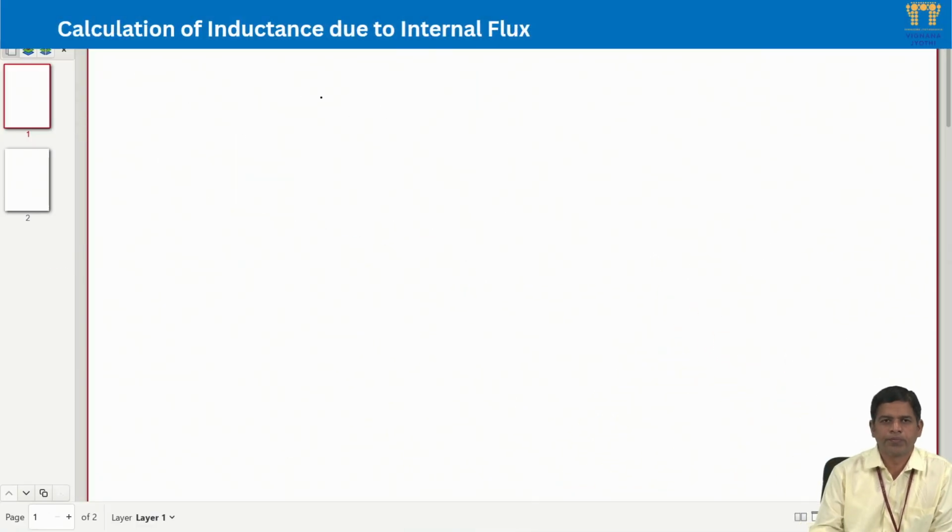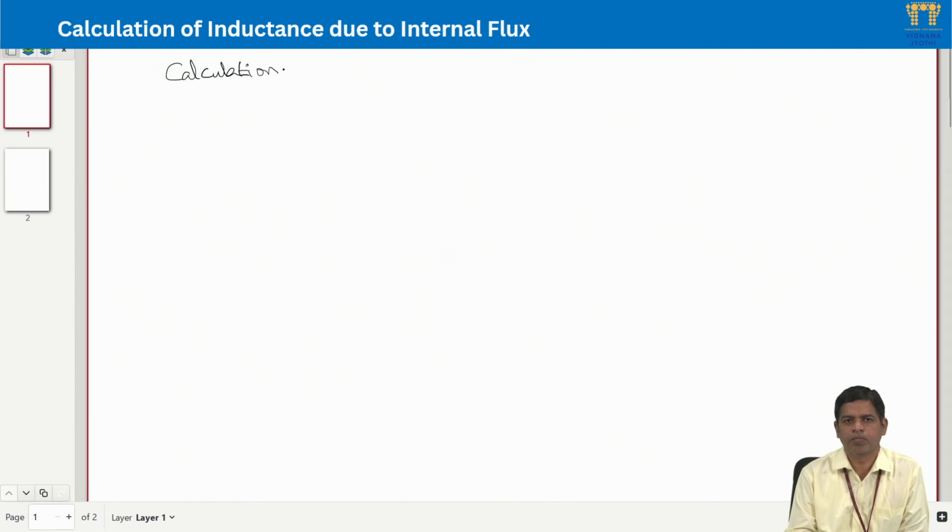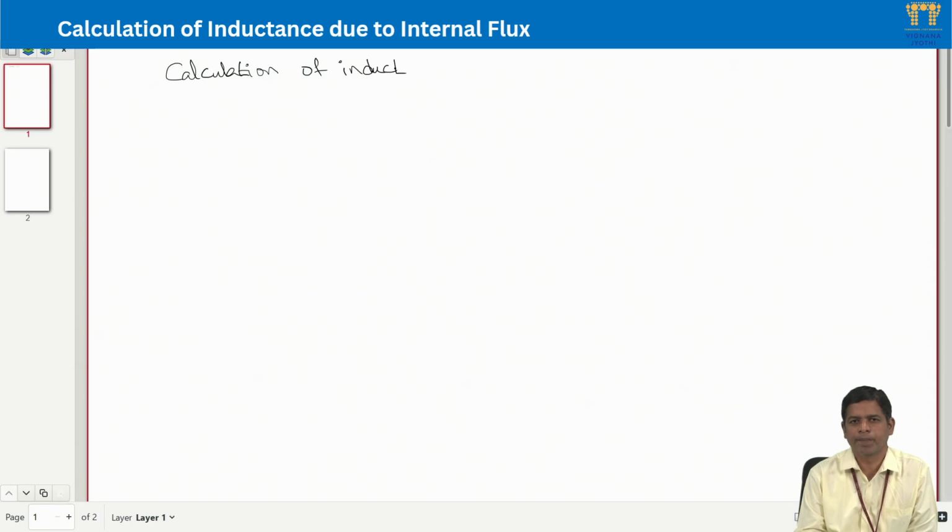So as I said, today we'll be seeing calculation of inductance due to internal flux.